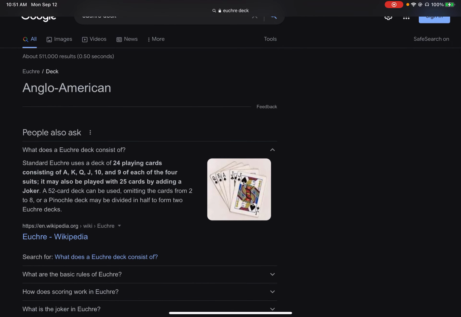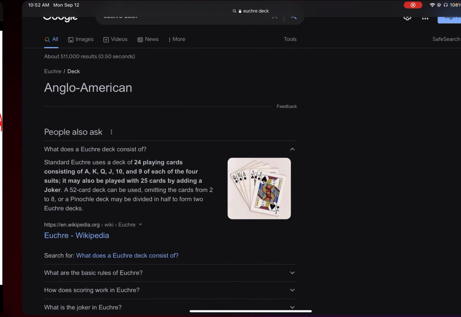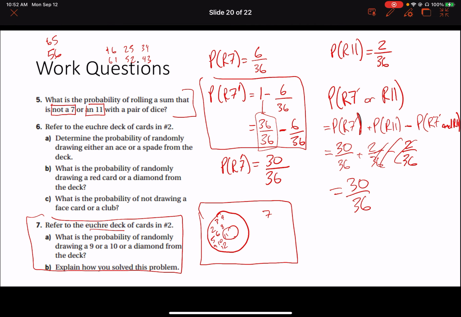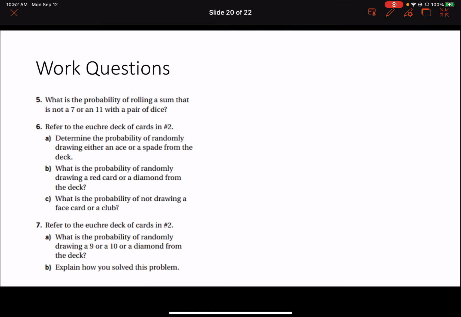A standard Euclid deck consists of 24 playing cards consisting of Ace, King, Queen, J, 10, and 9, each of the 4 suits. Forget the Joker. Let's just do Ace, King, Queen, J, 10, and 9. Okay, so let's do question 6. Let's just write it down so that we don't forget: ace, king, queen, jack, 10, and 9, and for each of them there's 4 of each, so that's 24 total.